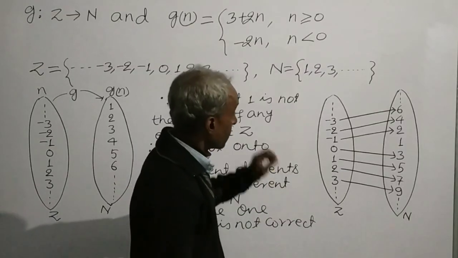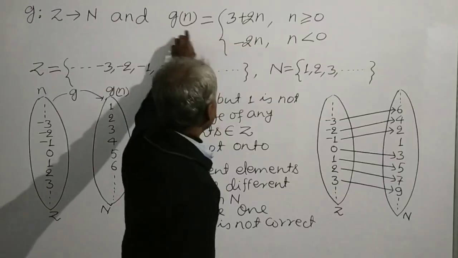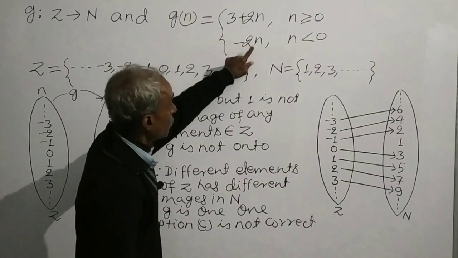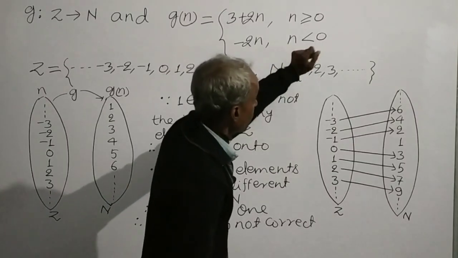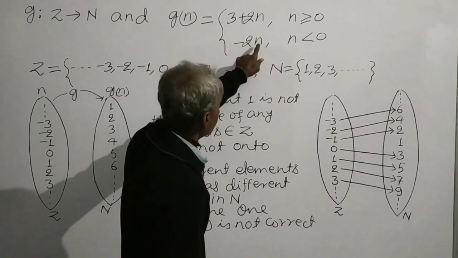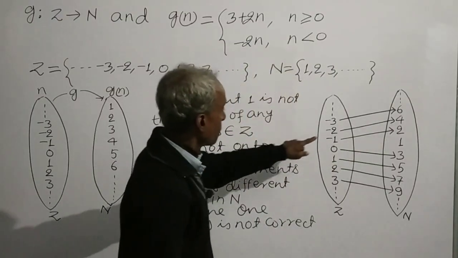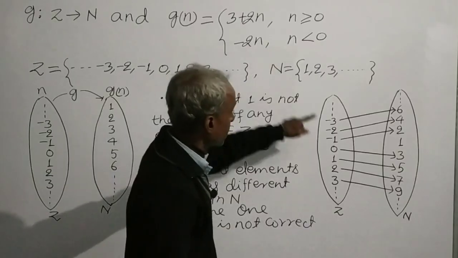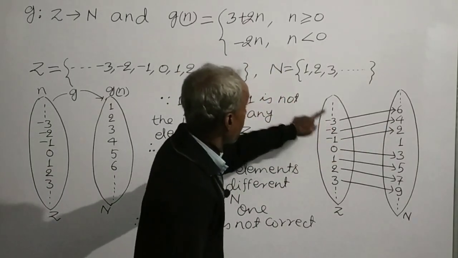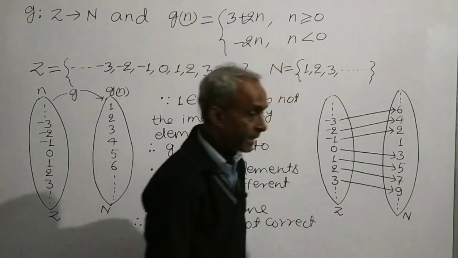When we put a negative integer, since g(n) will be written according to this rule when n is negative, therefore when we put -1 here in place of n, we get image 2. When we put -2 here, we get image 4. When we put -3 here, we get image 6.